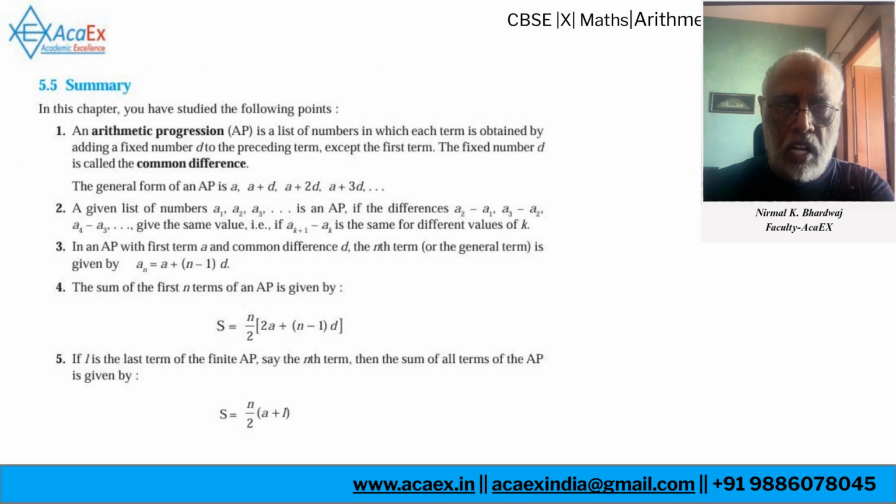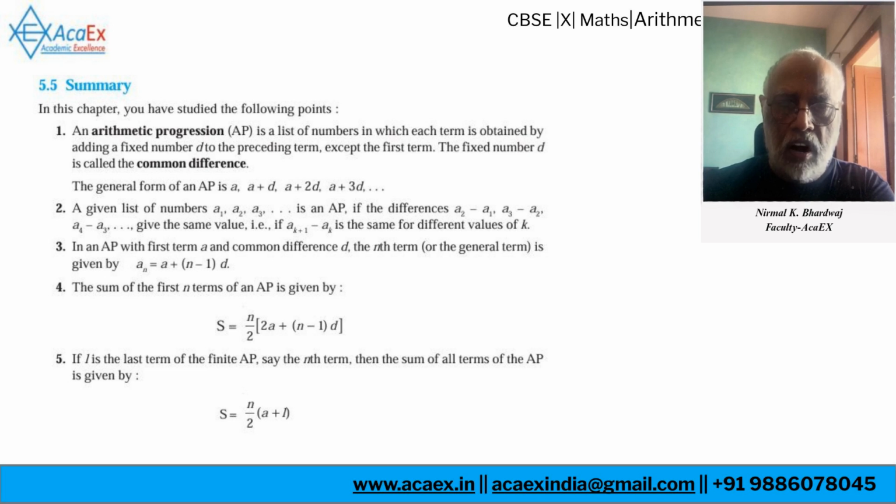Summary. Here are the key points from this chapter. An arithmetic progression, AP, is a list of numbers where each term is found by adding a fixed number, d, to the term before it. This fixed number is the common difference. The general form is a, a plus d, a plus 2d. A list of numbers is an AP if the difference between consecutive terms is always the same.